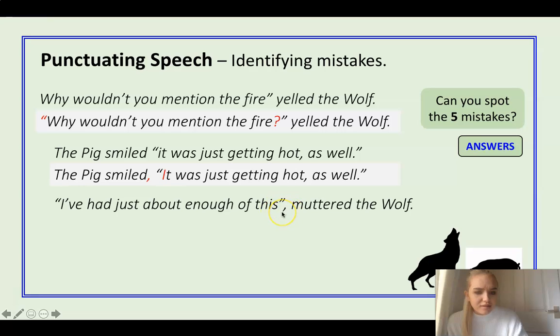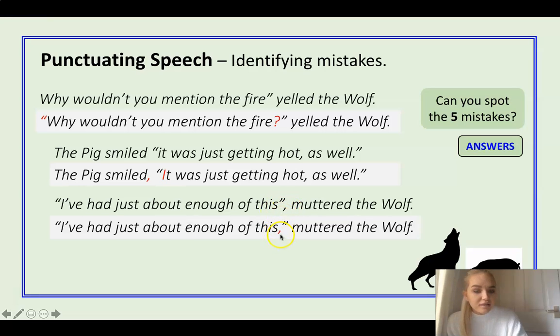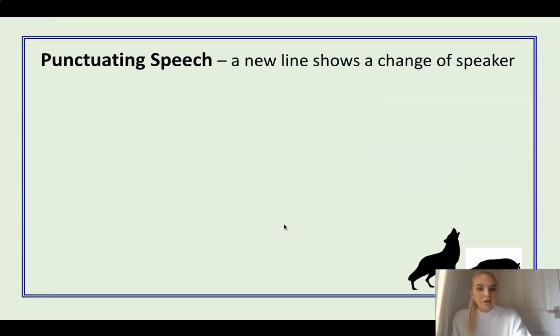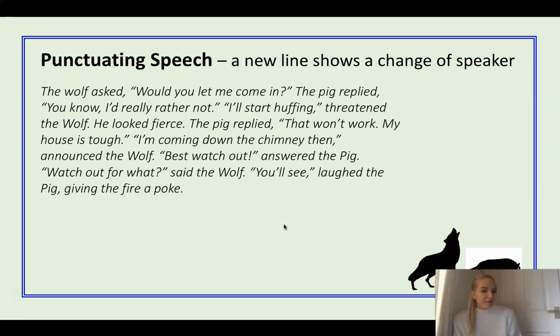Something about this comma. It needs to go inside this direct speech because it's still part of the direct speech. So well done if you got that one. One more thing that we need to remember when we are punctuating speech is that a new line is meant to be used to show that a change of speaker is being given.